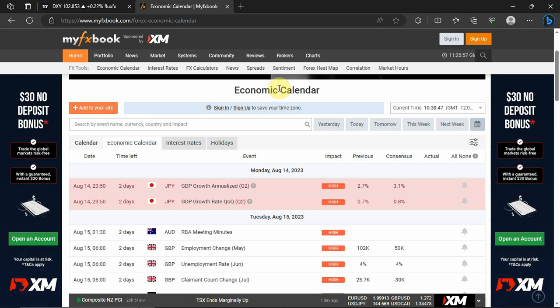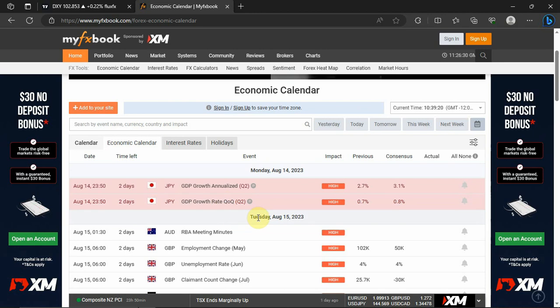On Monday, we have GDP growth for JPY. It will be very interesting to see how the market is going to react during that time. I'll be very interested to see how the JPY will react to this. We also have the GDP growth rate for the second quarter, quarter over quarter, for JPY. Next week Monday, the only high impact news we have is the JPY. Let's see what will happen then.